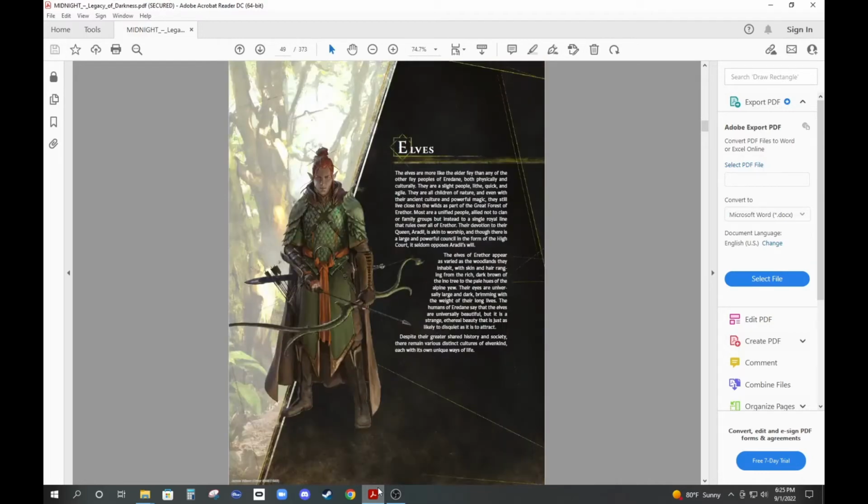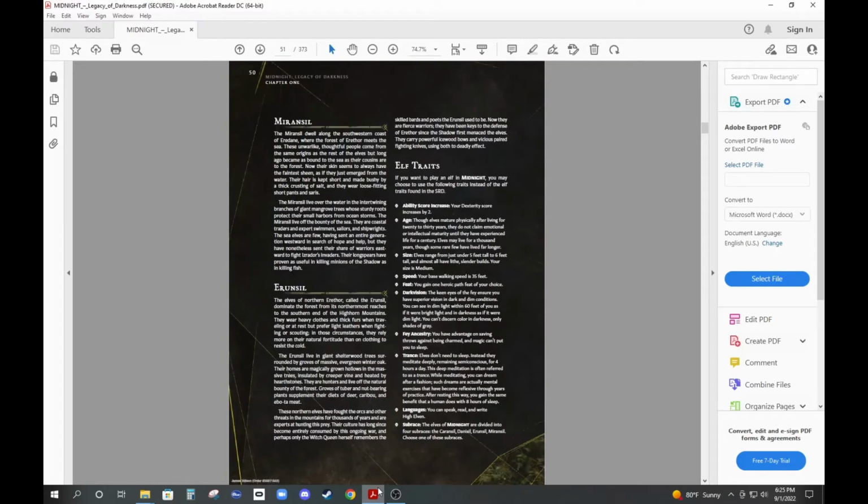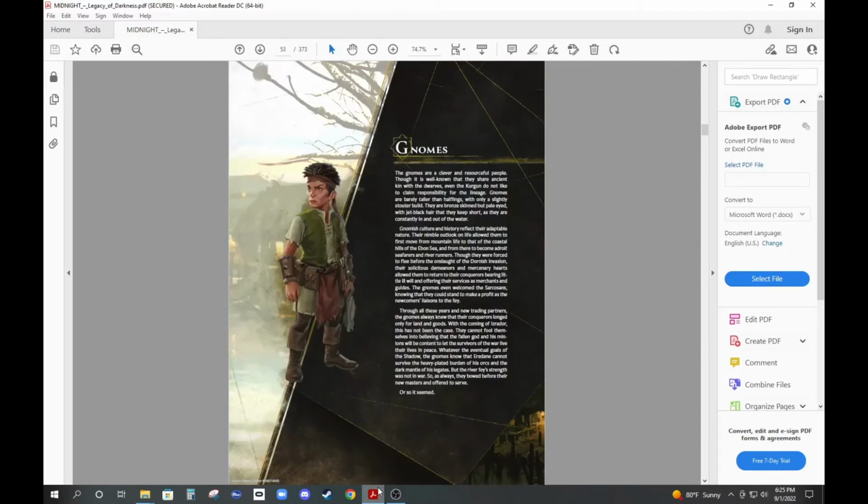There are also then the elves, and for the elves, you again have choices as to where in the world your elves are from, and there are 4 different types of elves to choose from. And then there are also the gnomes.